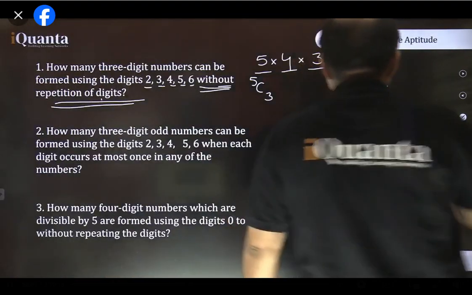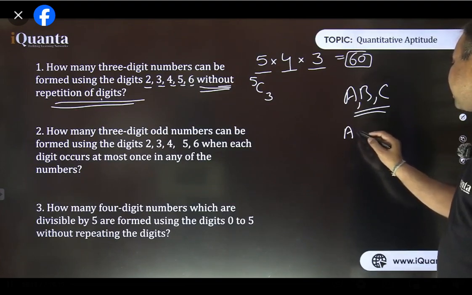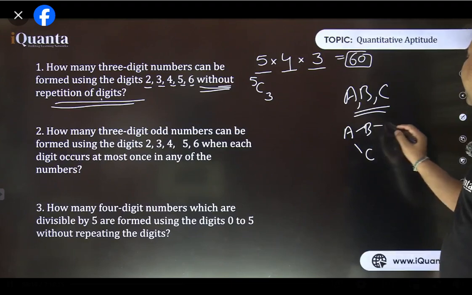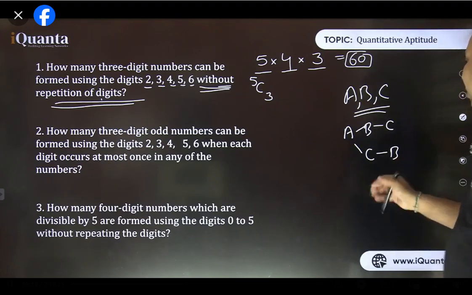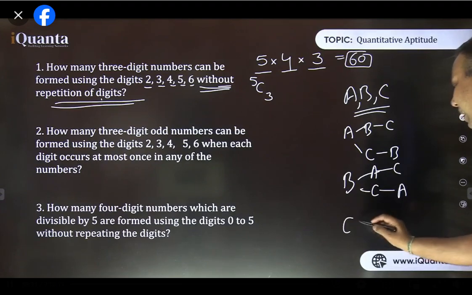Okay, so in A, B, C, in how many ways can we arrange them? If A remains at the first place, then the next place can be filled with B or C. If it is B, then the other would be C. And if it is C, then it will be B. So with A, there are 2 ways. Starting with B, again, there will be 2 ways: B, A, C or B, C, A. If I start with C, again, there will be 2 ways.